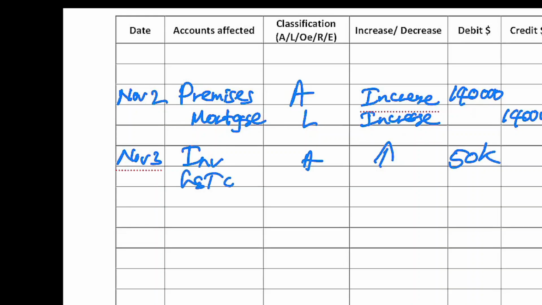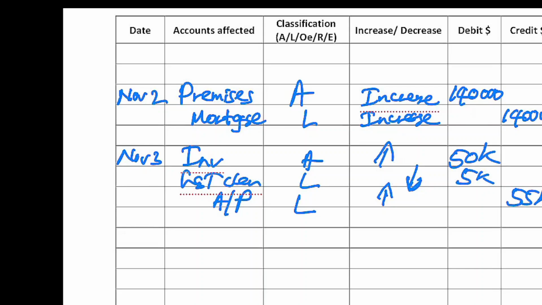GST clearing. What is it? Liability increase 5k. Then accounts payable. Liability or asset? My bad, I made a mistake. GST is decreasing. Right? How much is the total? 55k in the accounts payable credited. All of you got it correct? Very good. November 5th is the other problem.